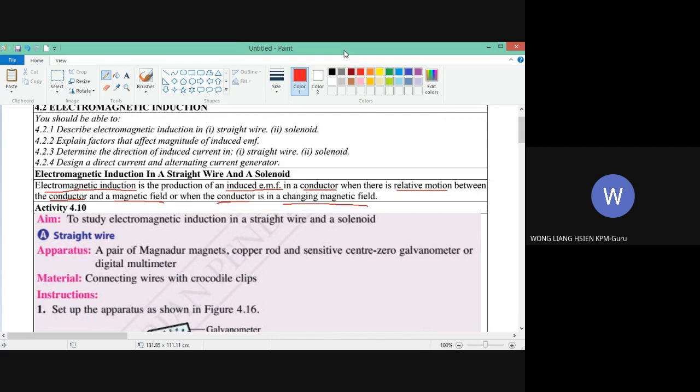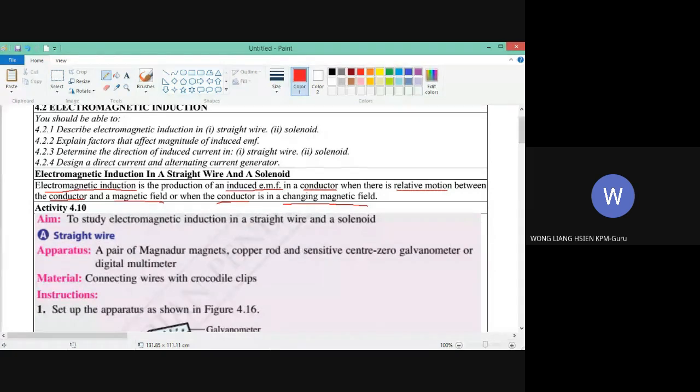So for example, a battery has EMF. The EMF, electromotive force, can drive the charge to go around the complete circuit. With the charge flowing, only then can we have current. It's the same thing here. We use electromagnetic induction to produce and induce an EMF inside a conductor.